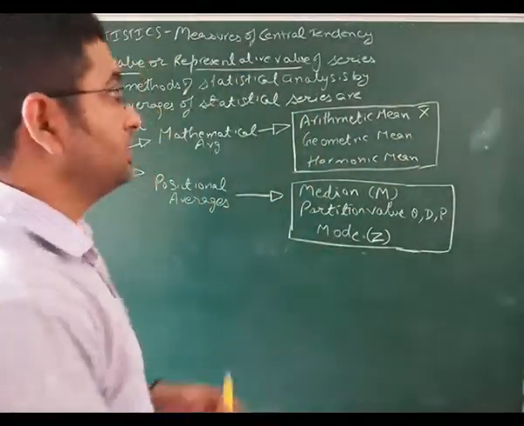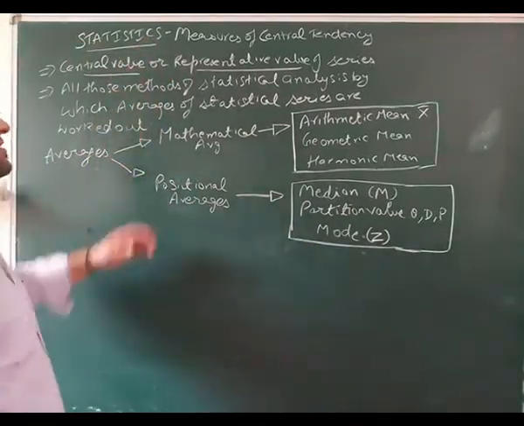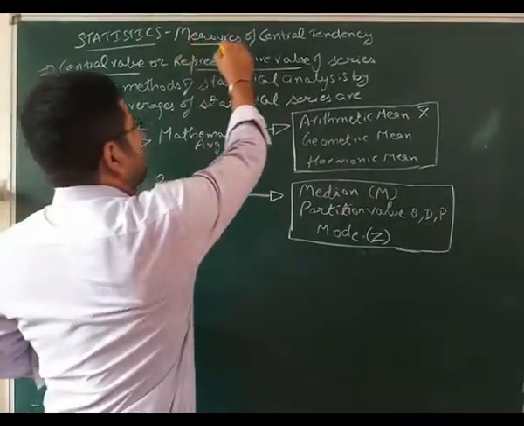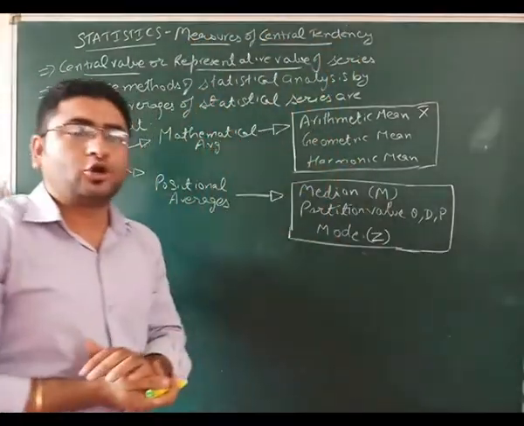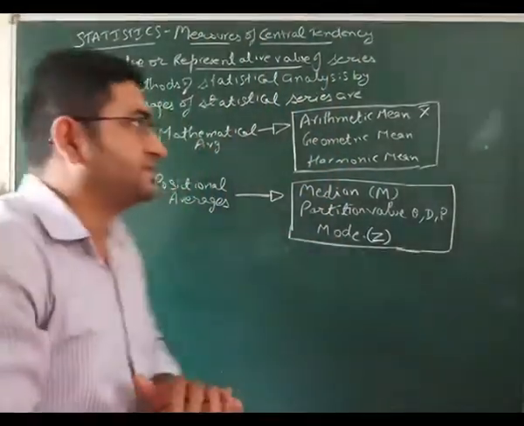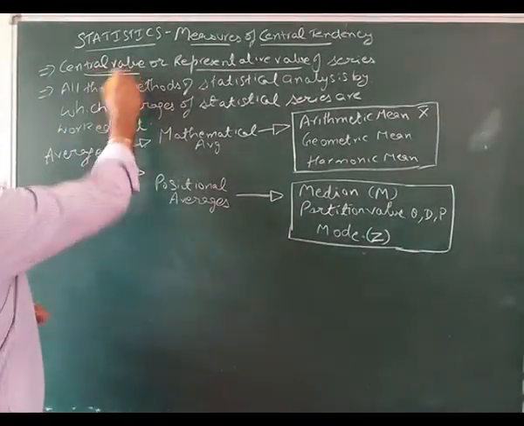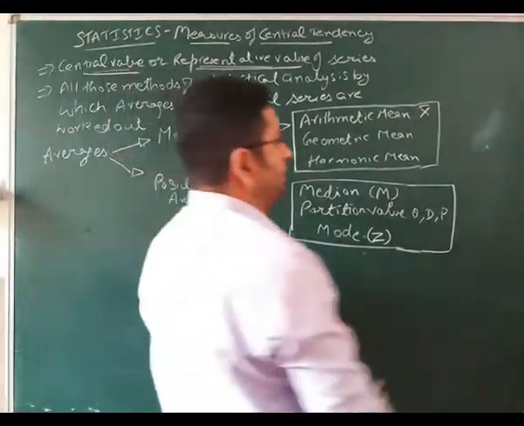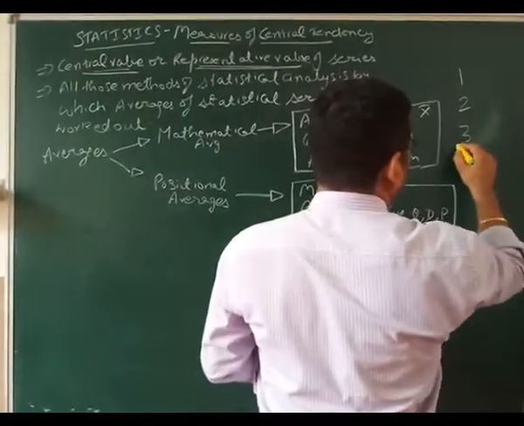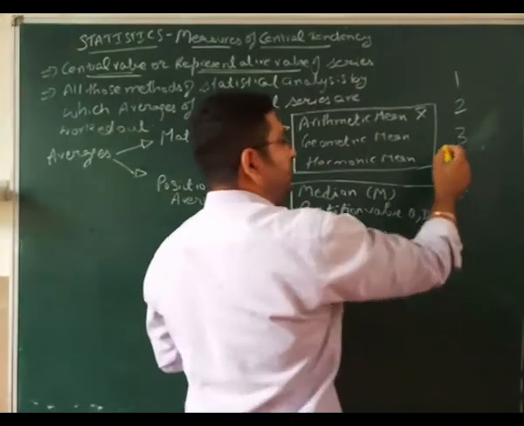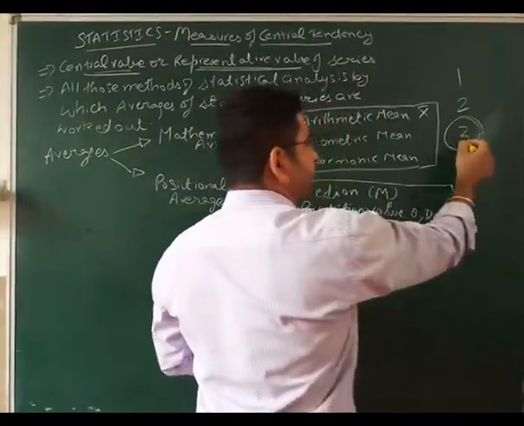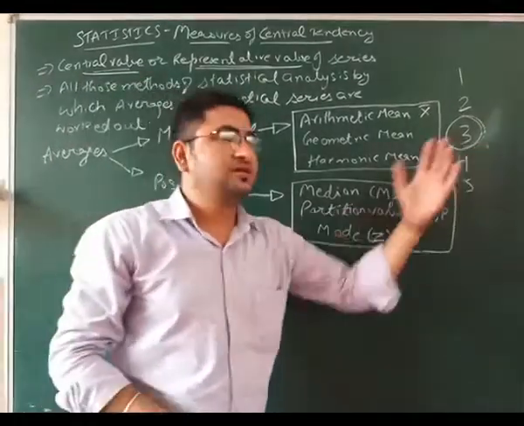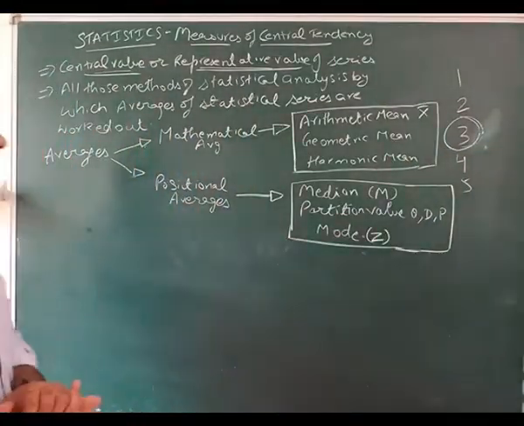Today we will start another chapter from our book, statistics for economics, and the name of the unit is measures of central tendency. Let us first understand what central tendency basically means. This means the central value or the representative value of a series. For example, if you have a series 1, 2, 3, 4, 5, and 3 is representing the whole series on an average basis, then this will be called central value or central tendency.